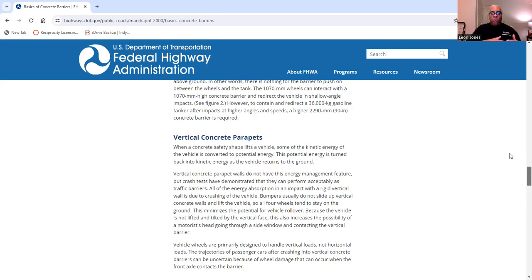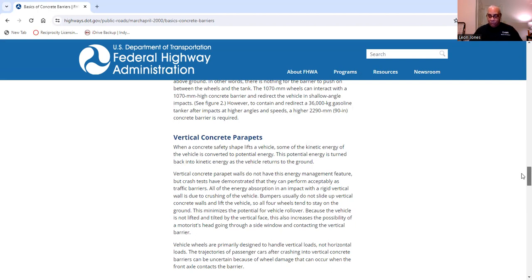So basically, vertical concrete parapet walls do not have this energy management feature, but crash tests have demonstrated that they can perform acceptably as traffic barriers. Why? Because all of the energy absorption in an impact with a rigid vertical wall is due to crushing of the vehicle. Bumpers usually do not slide up vertical concrete walls and lift the vehicle. So all four tires tend to stay on the ground because this minimizes the potential for vehicle rollover, because the vehicle is not lifted and tilted by the concrete vertical face. This also increases the possibility of a motorist's head colliding through a side window and contacting the vertical barrier.